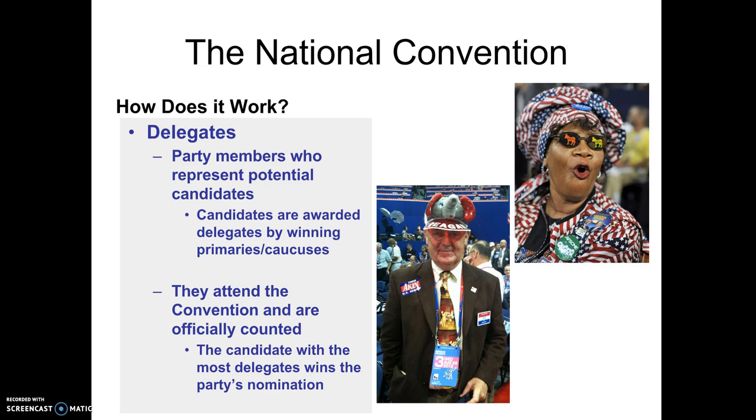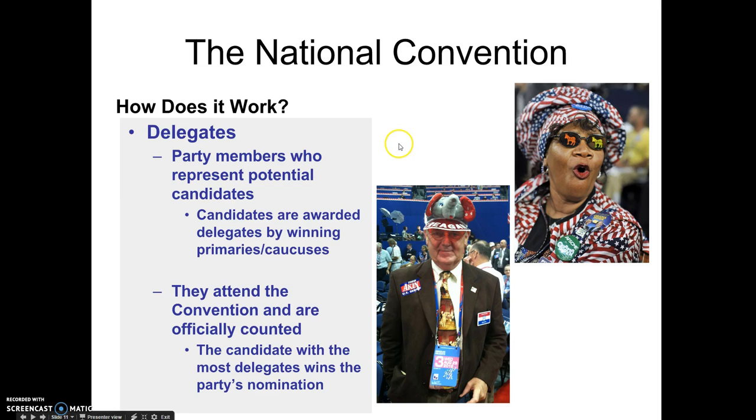Delegates are awarded to candidates based on the primaries and caucuses that they win out in the states. So if a candidate wins the Iowa caucus, they win a certain number of delegates. And if they win the Virginia primary, they win a certain number of delegates. Those delegates are their prize, and they're trying to get to a certain number of delegates to win the party's nomination.